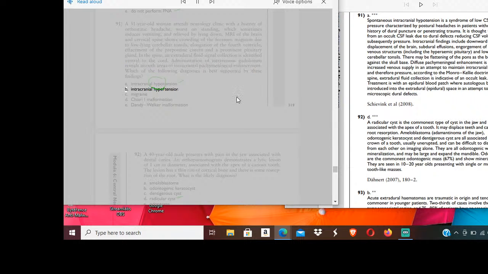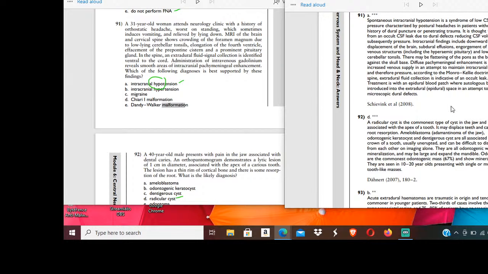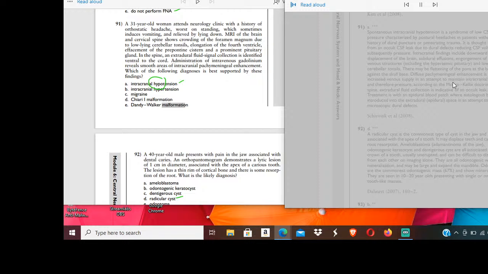A. Intracranial hypotension. B. Intracranial hypertension. C. Migraine. D. Chiari eye malformation. E. Dandy-Walker malformation. Kim et al. 2008.